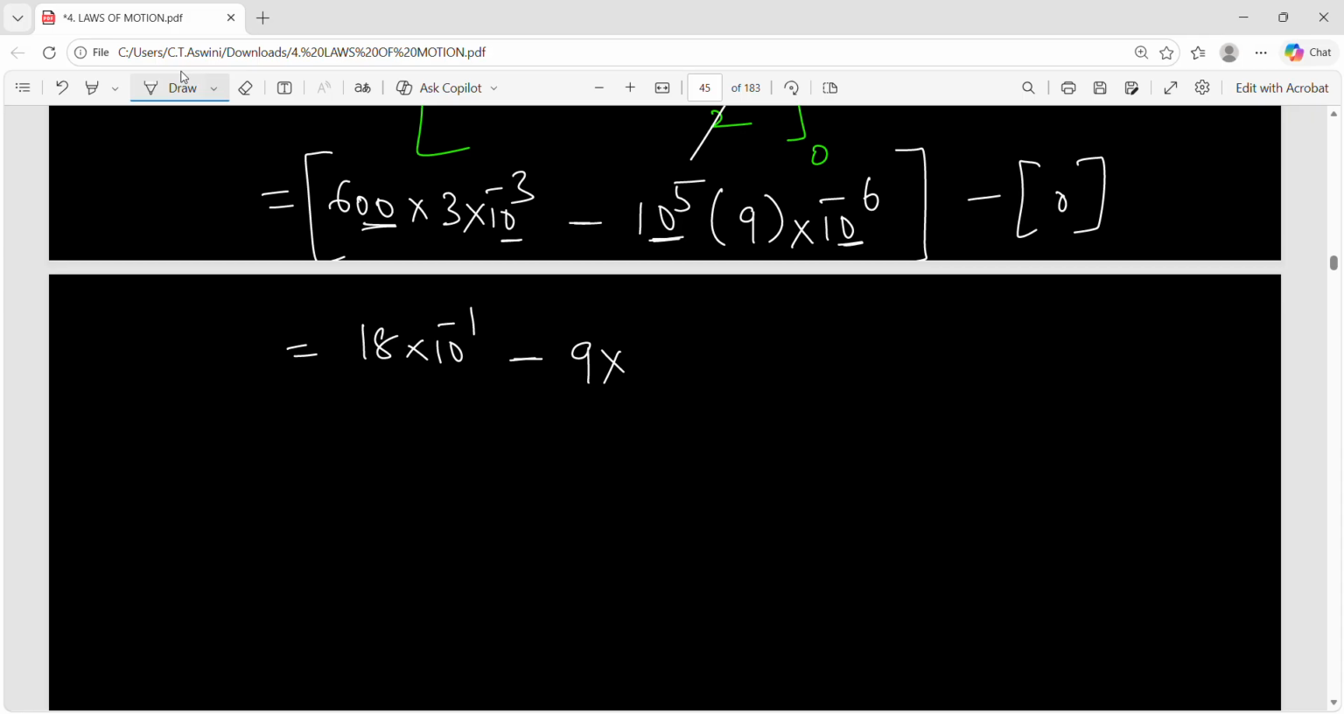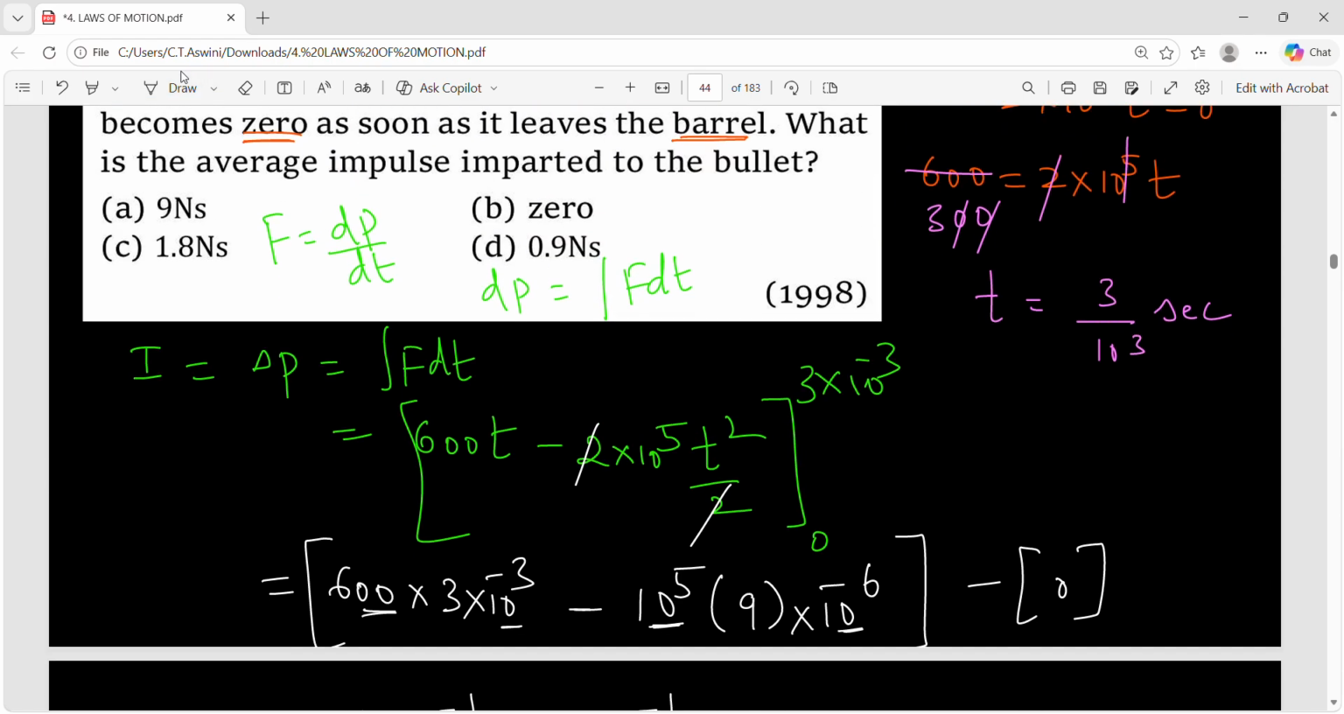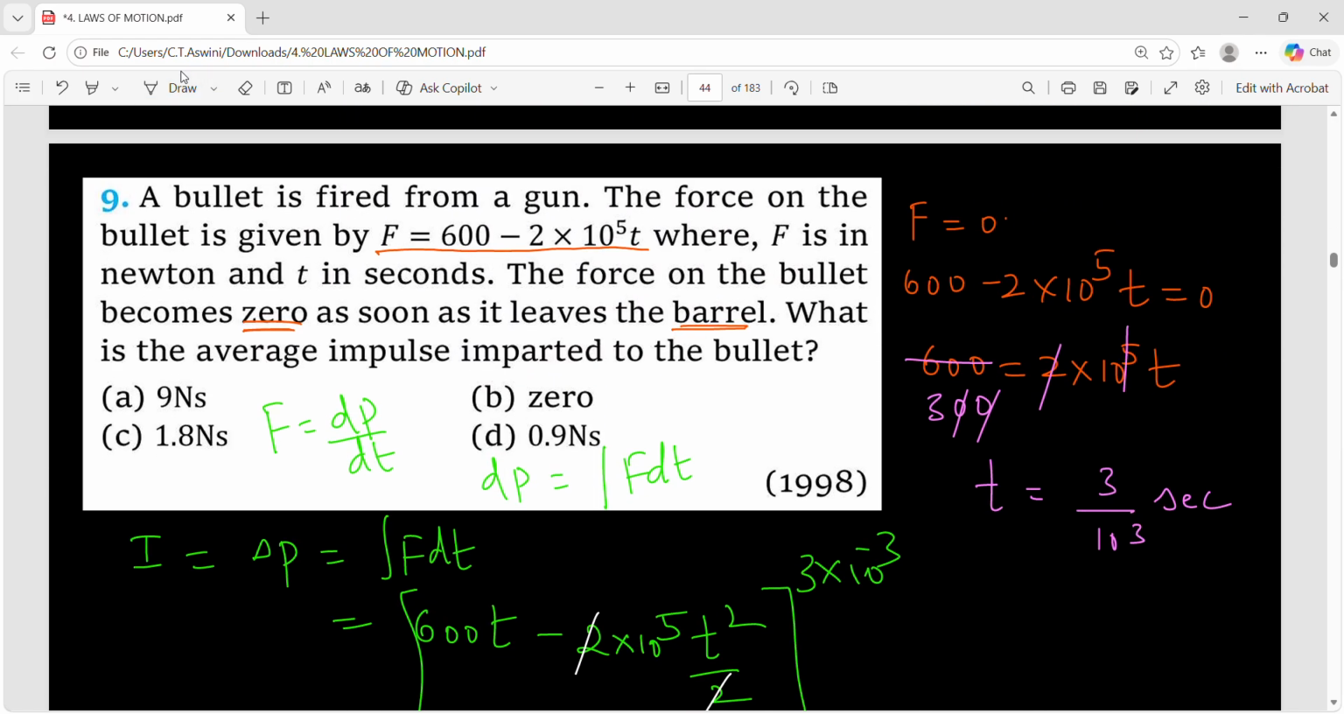6 threes are 18 plus 2 zeros minus 2 zeros cancel. You will get 10 power minus 1 minus 9 into 10 power 5, positive zeros 5, no, negative zeros cancel. So I'll get again 10 power minus 1. So how much will you get here? 1.8 minus 0.9. So I'll get 0.9 again. So this is the impulse. You'll get 0.9. Are you clear with this?